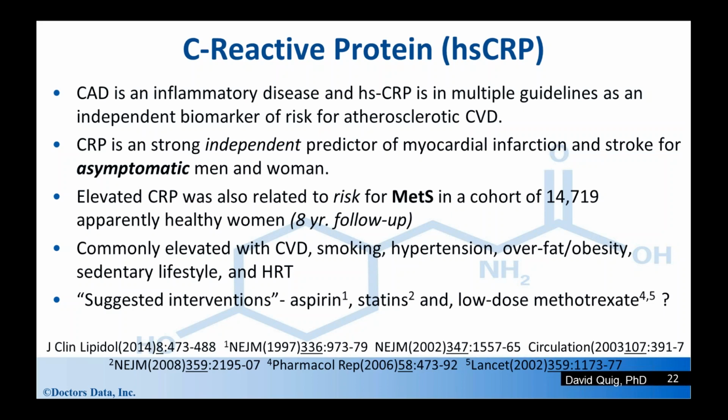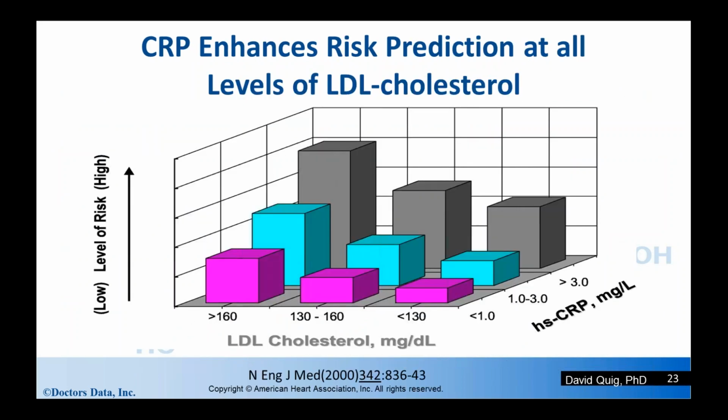And some suggested interventions for elevated HS or CRP in the literature include low-dose aspirin, which I can deal with. Statins also lower C-reactive protein, also have antioxidant properties, and low-dose methotrexate. Not something I'd necessarily want to do.